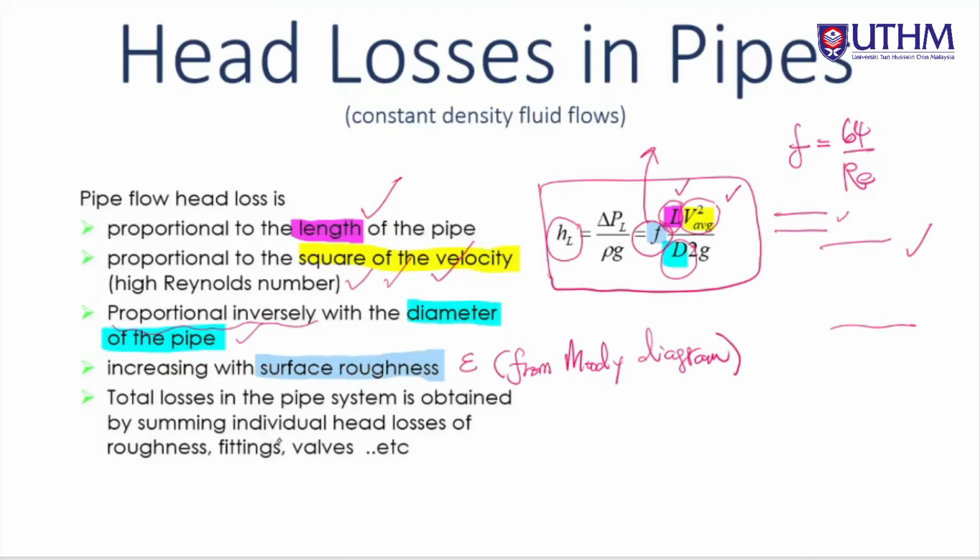And also the total losses adalah daripada minor plus major losses lah. Okay, which involve kalau major ni all the friction. Kalau minor ni daripada all the elements yang kita add up, and also orientation of the pipe itself.